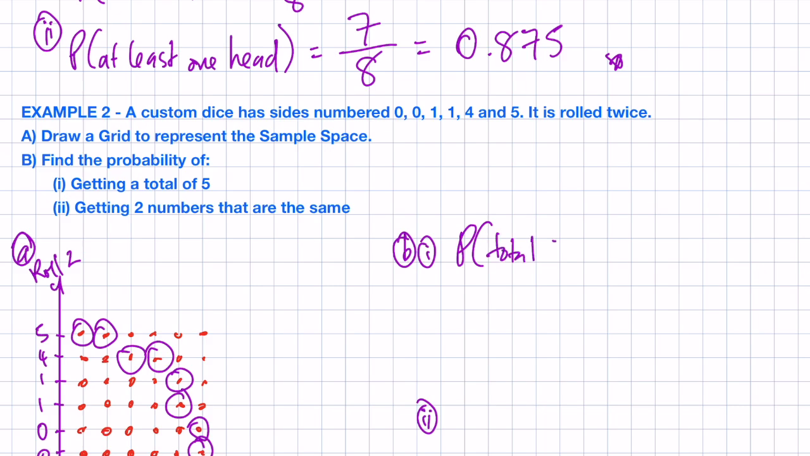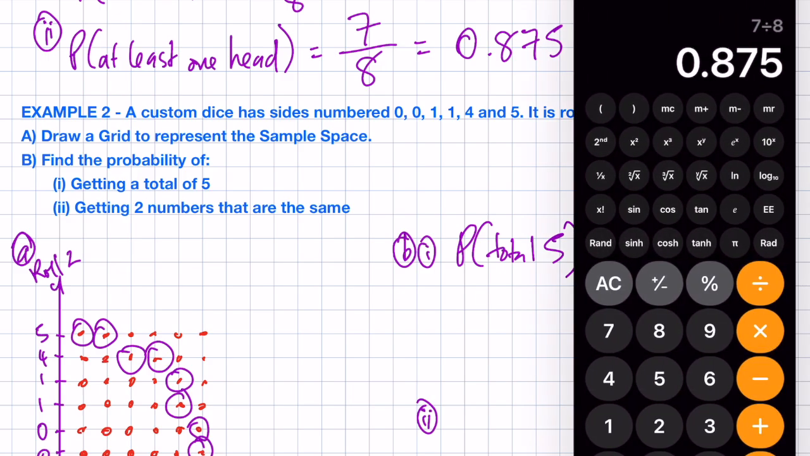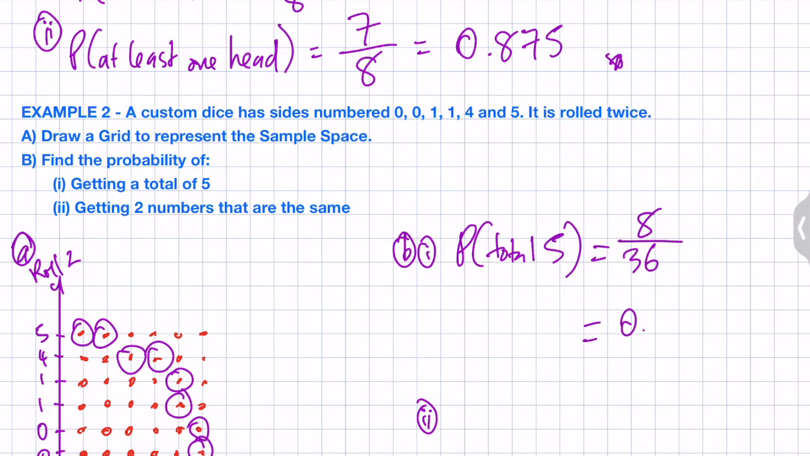So P total 5 equals. How many outcomes are there associated with the event that we're interested in? 1, 2, 3, 4, 5, 6, 7, 8. 8 over how many total events are there? 36. 8 divided by 36, we have 0.22 rounded to 2 decimal places. That is your answer. That's 2 marks: a mark for filling this in correctly and a mark for getting the answer.